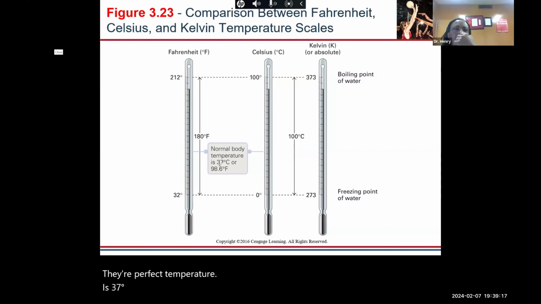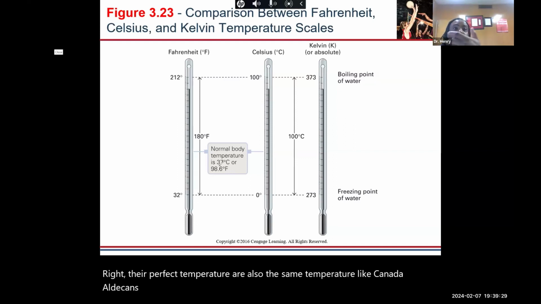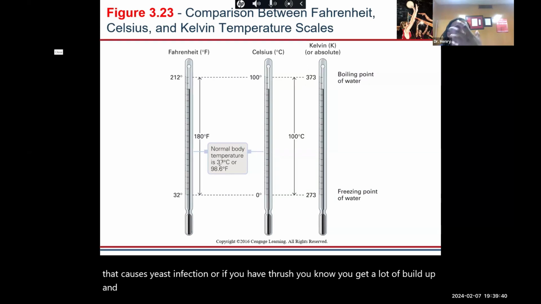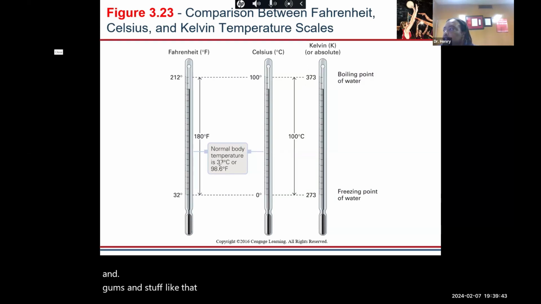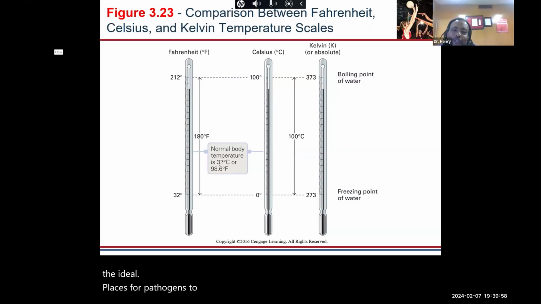And so there are other yeasts which are pathogens, right? Their perfect temperature is also the same temperature, like Candida albicans. Candida albicans is the one that causes a yeast infection. Or if you have thrush, you get a lot of buildup and pussy gums and stuff like that. That's Candida albicans. So our body is like the perfect incubator for yeast cells and bacteria cells, and those are the ideal places for pathogens to grow. Most of you are planning to go into nursing, so just some extra stuff.